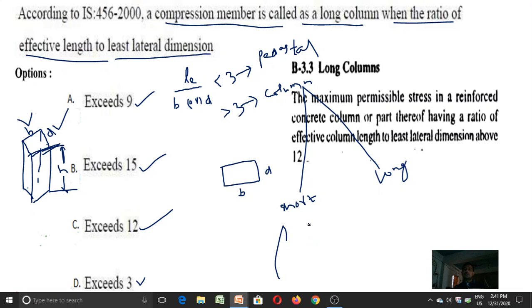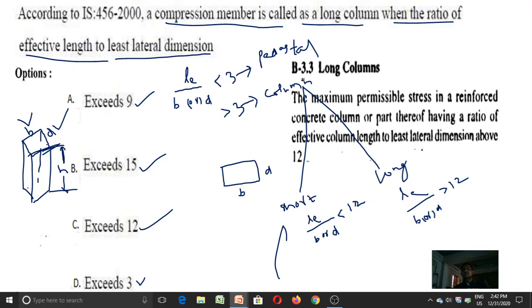If the ratio between effective length of the column and the least lateral dimension, that is B or D, is less than 12, then we can call it a short column. If this ratio exceeds 12, that is greater than 12, we can call it a long column.